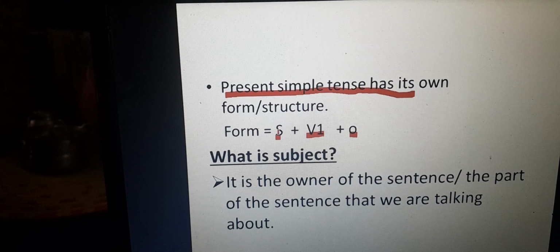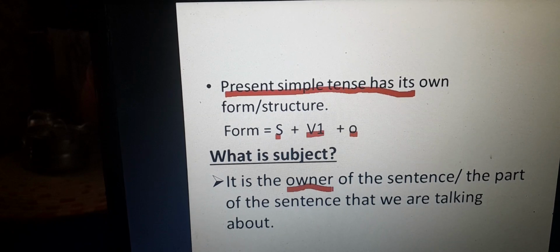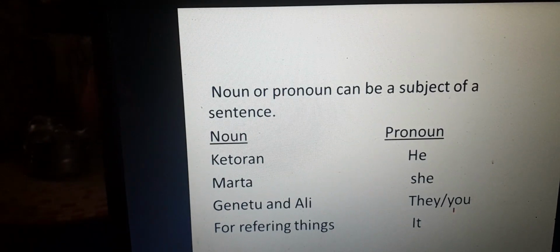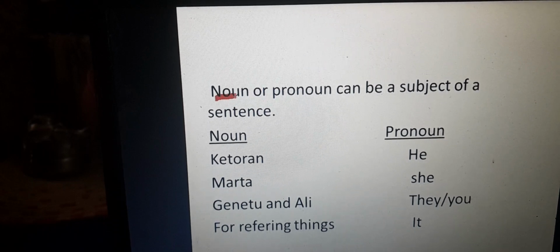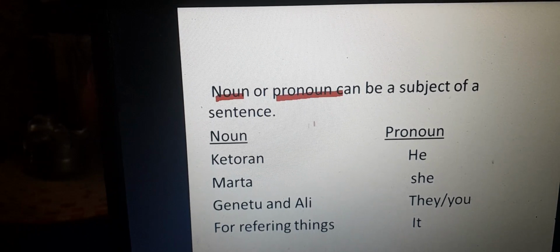So what does it mean when we say subject? This may be a question in your mind. So what is the subject? It is the owner. Subject is the owner of the sentence, or the part of the sentence that we are talking about. This is one fact. Look, here the subject of a sentence can be a noun or pronoun. Noun or pronoun can be the subject of a sentence. For example, noun: Keturan, Martha, Gaetane, and Ali.